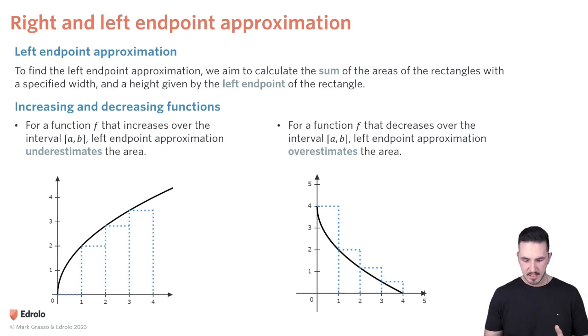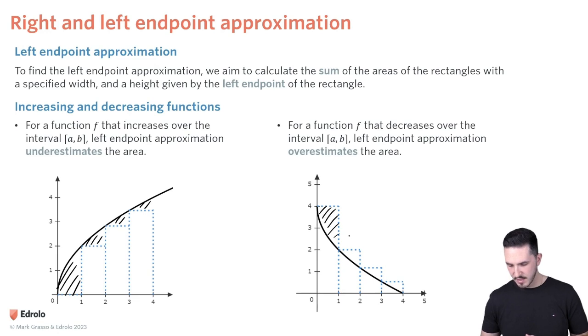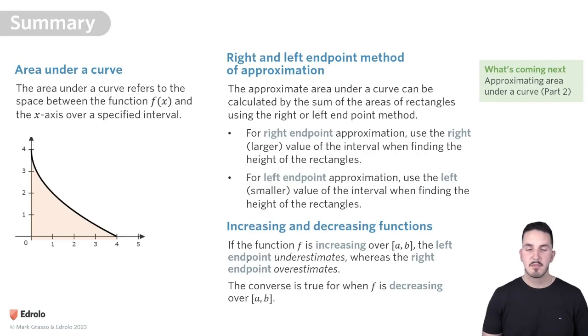So for a function that increases, the left endpoint will now underestimate, because again we have these areas that it doesn't account for. And for a function that decreases, it will overestimate, because it gives us extra piece that is above our function.